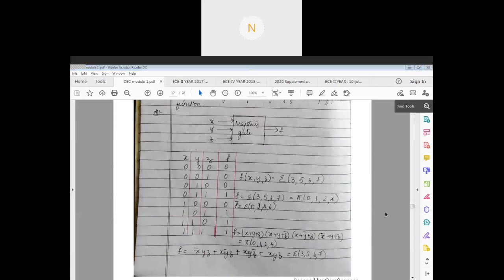Sir, I have a doubt here. Yes, please go ahead. Sir, the equation that you wrote for the min term, that is x bar y z plus x y bar z, and then y z bar plus x y z. But in the next line, how are we getting two extra x y z?